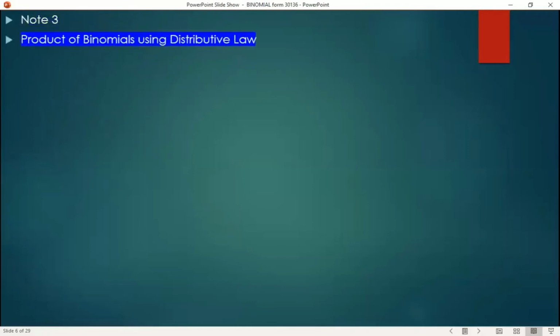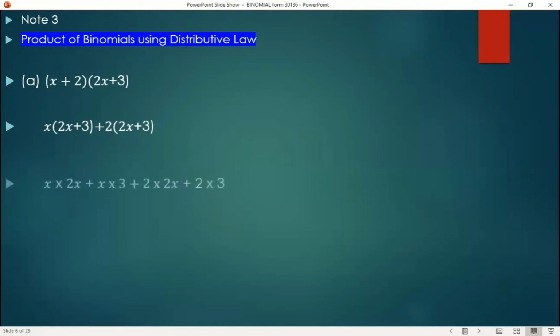Now, product of binomials using the distributive law. If we have to multiply (x plus 2) times (2x plus 3), we can try to solve it by this method. That is x times (2x plus 3) plus 2 times (2x plus 3): x times 2x plus x times 3 plus 2 times 2x plus 2 times 3.